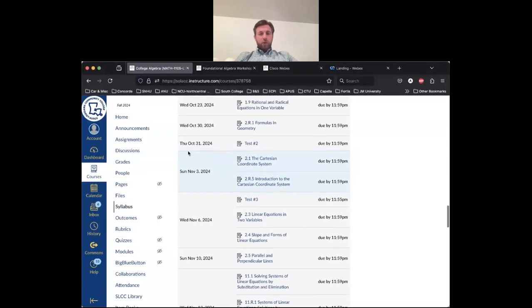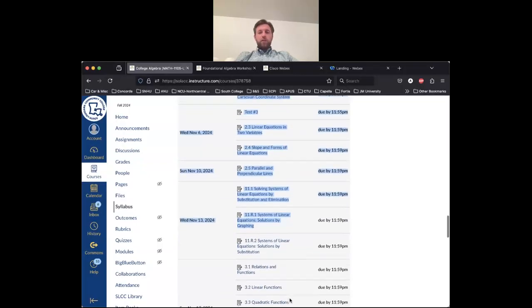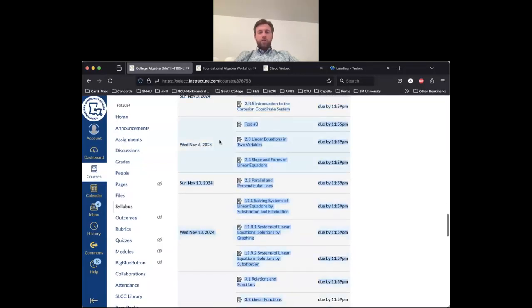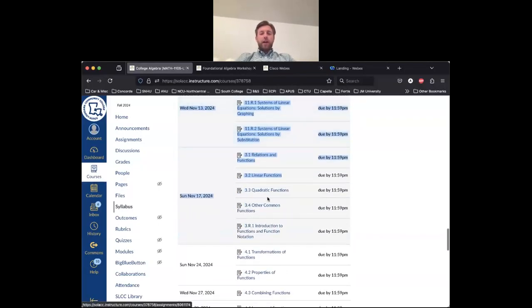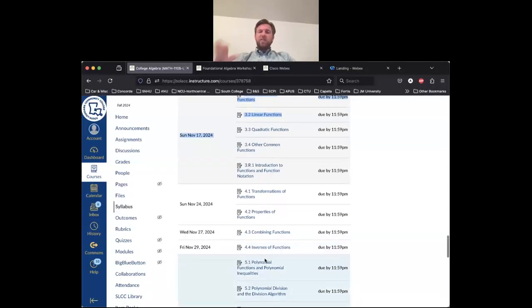So it's everything from 2.R.1 all the way down to 3.2, the linear functions. I'm going to save the quadratic and all that stuff for the rest of it. We may or may not have another test before the final, because I don't know if that would be the best use of our time, since we don't have that much time. But I can capture those last few questions on the final exam itself.